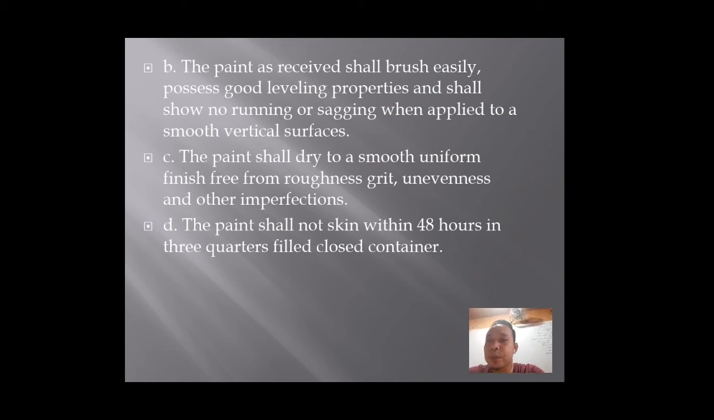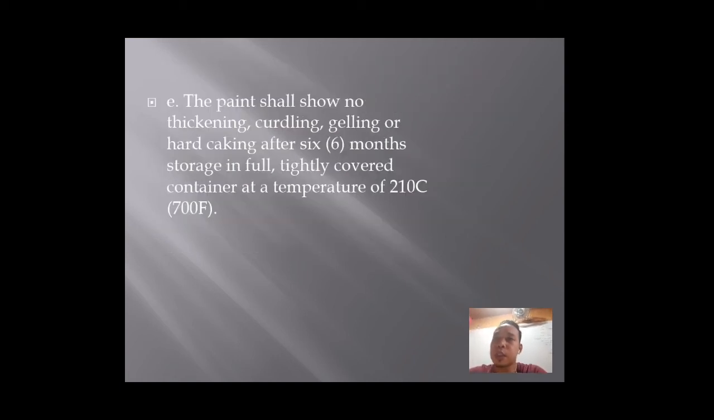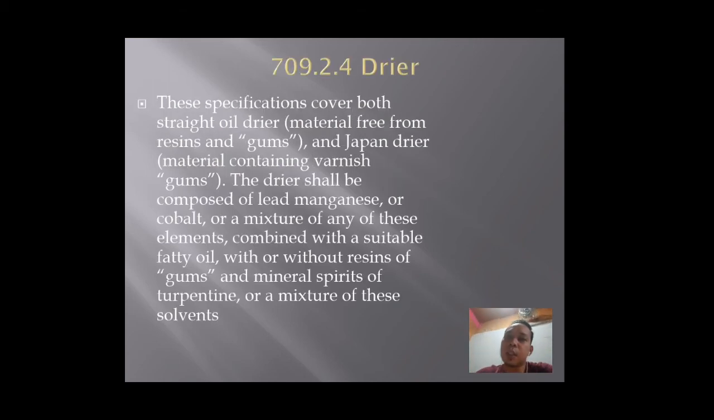And then the paint shall not skin within 48 hours in a 3/4 filled closed container. Lastly, the paint shall show no thickening, curdling, gelling, or hard caking after 6 months storage in a full, tightly covered container at a temperature of 21 degrees Celsius or 70 degrees Fahrenheit.